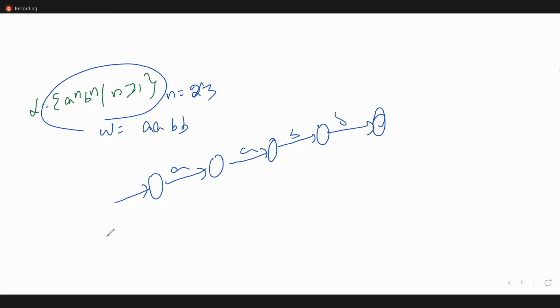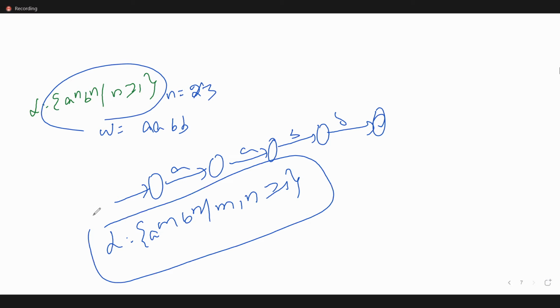Suppose the given language is a power m, b power n, m, n greater than or equal to 1. Can we construct the finite automata for this language a power m, b power n? First tell me, then again we'll move on to the previous problem. Yes, ma'am. Can we construct? Assume m is some value and n is some value.